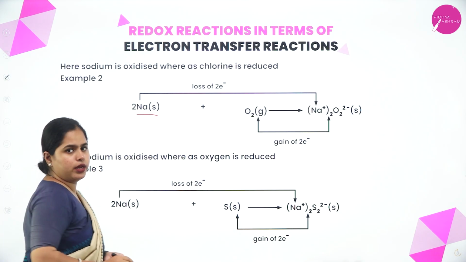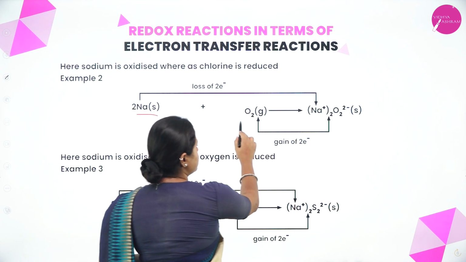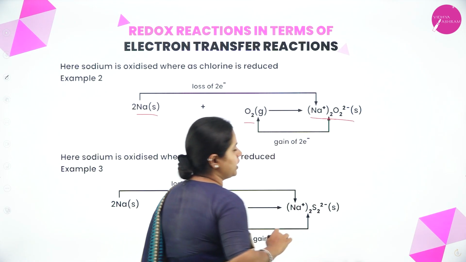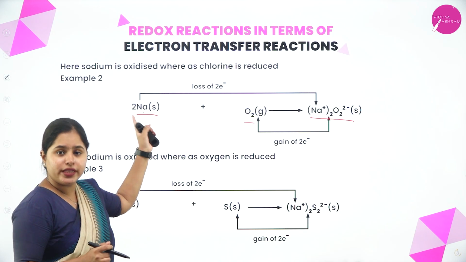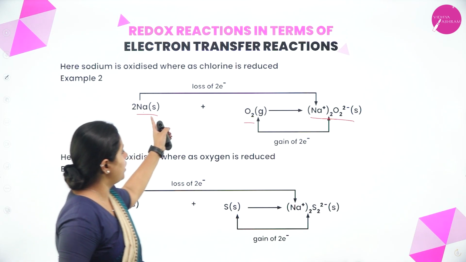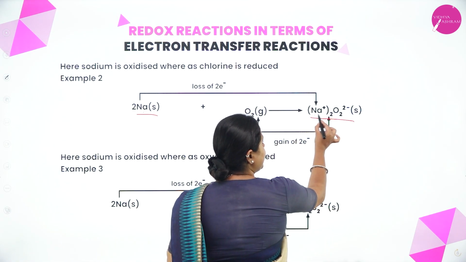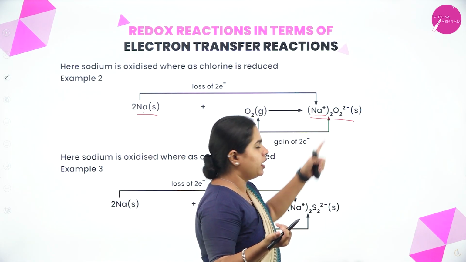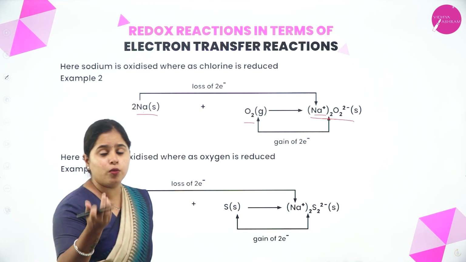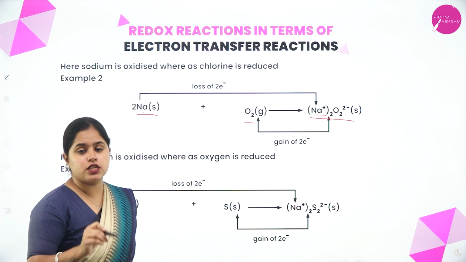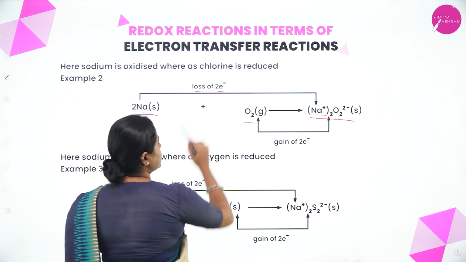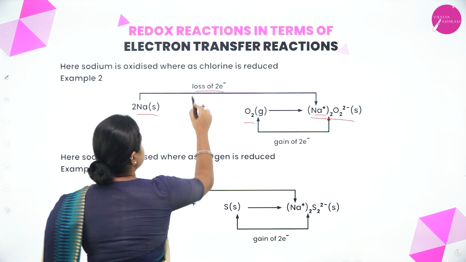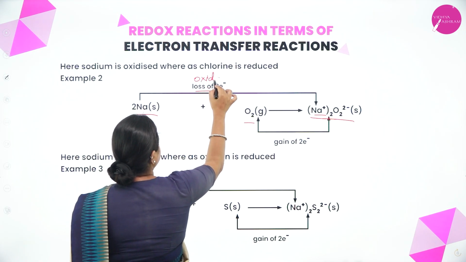Again, we have taken 2 moles of sodium, to which we add oxygen. We get sodium peroxide, Na2O2. So in this example also, you can see that sodium is getting converted into Na plus, right? It is getting oxidized. And how many are there? 2 Na plus. That means how many electrons are being lost? There is a loss of 2 electrons, right? So what type of reaction is taking place? It is an oxidation reaction which is happening here.